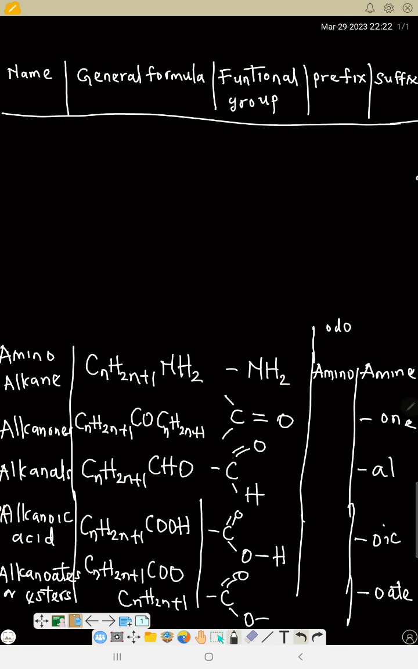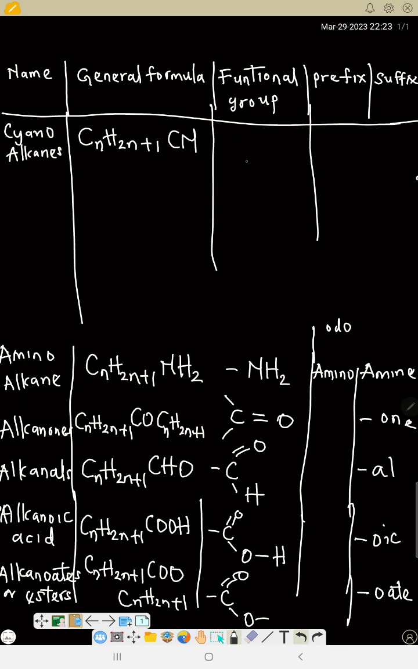So, cyanoalkanes. The general formula is CnH2n+1CN. The functional group is this, and the prefix is cyano.